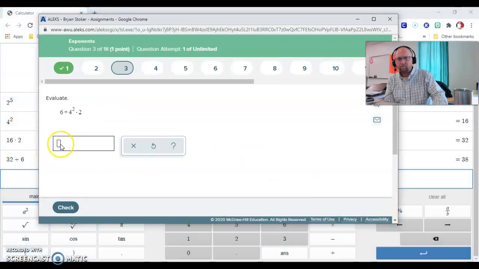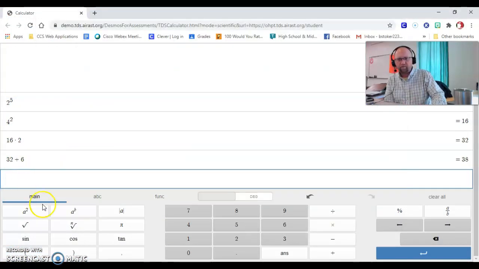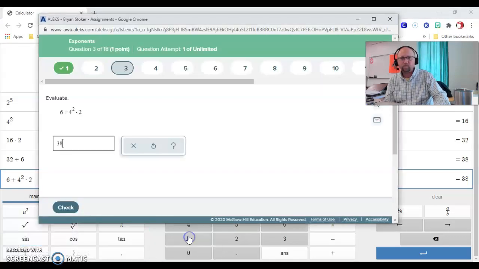Okay? The other nice thing is that for the most part, if you were to do 6 plus 4 squared times 2, you're also going to get the same answer, because if you're using a scientific calculator, it is going to use whatever you put in and apply the order of operations to it. All right? There's number 3. Number 5.